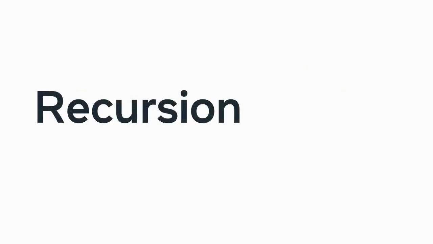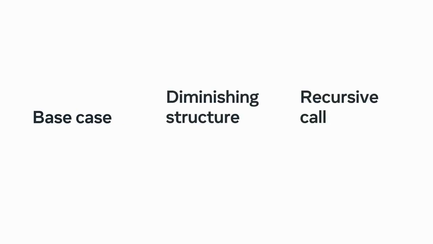Next, you explored another important algorithmic approach: recursion. Recursion is when a function calls itself with a smaller instance of a problem repeatedly until some exit condition is met. And you learned that there are three requirements for implementing a recursive solution, namely the base case, the diminishing structure, and the recursive call.